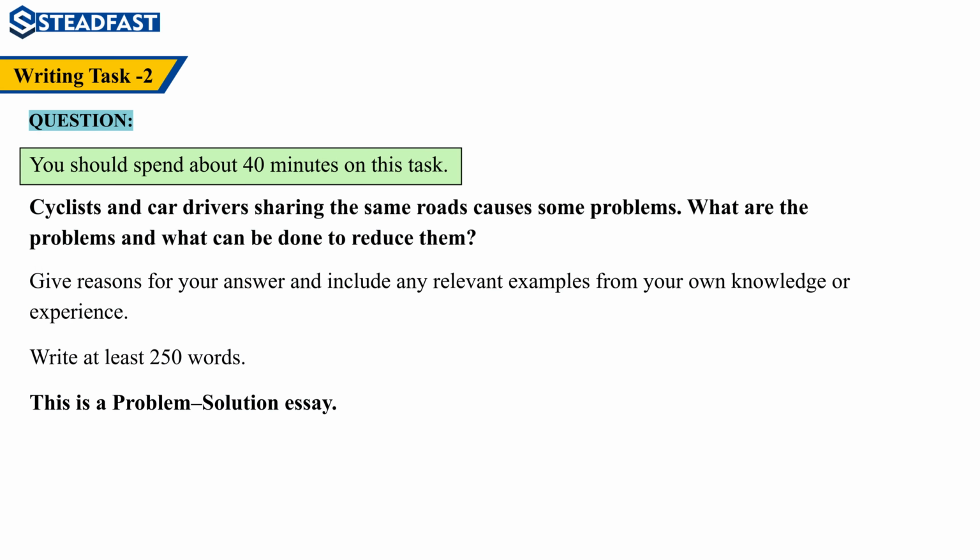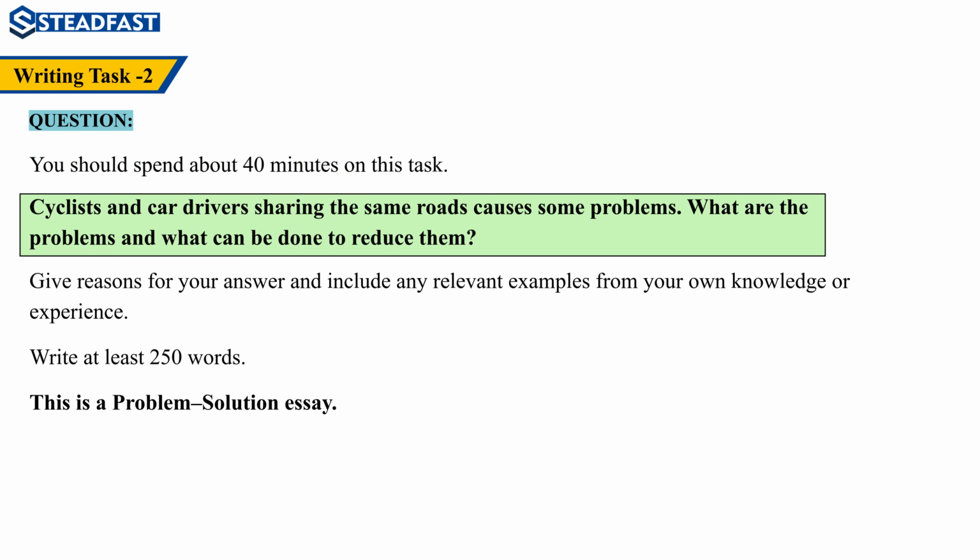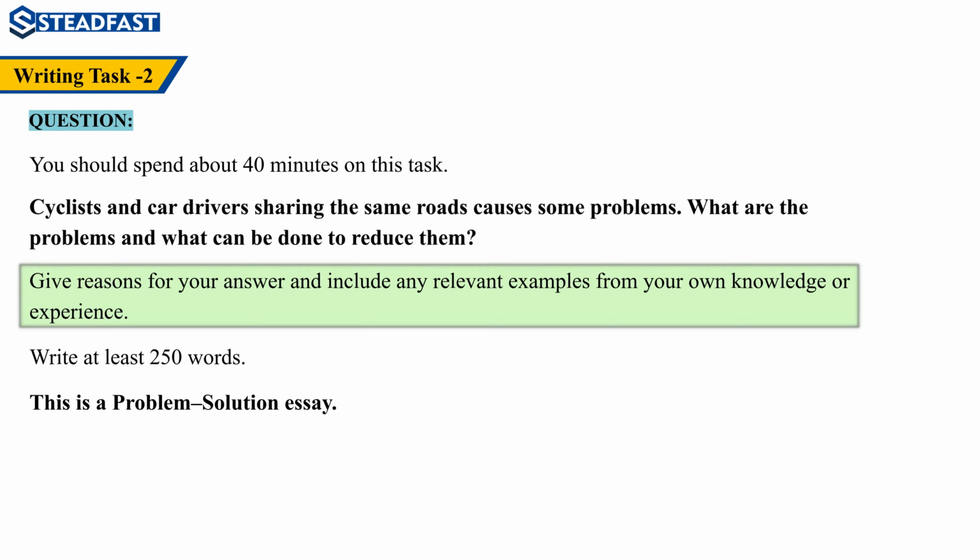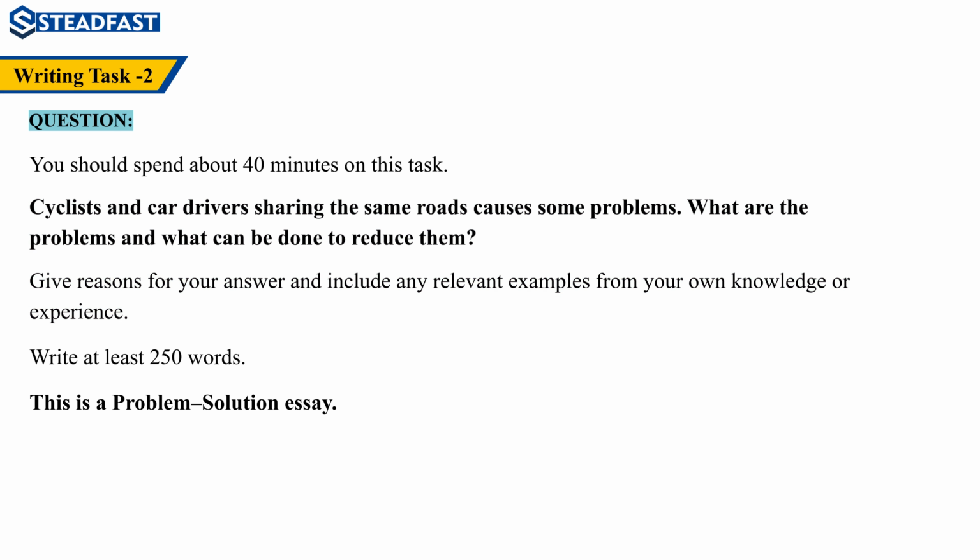Task 2. You should spend about 40 minutes on this task. Cyclists and car drivers sharing the same roads causes some problems. What are the problems and what can be done to reduce them? Give reasons for your answer and include any relevant examples from your own knowledge or experience. Write at least 250 words.